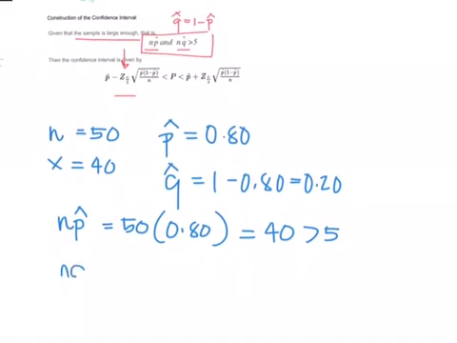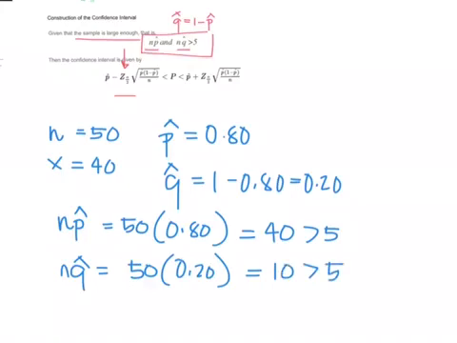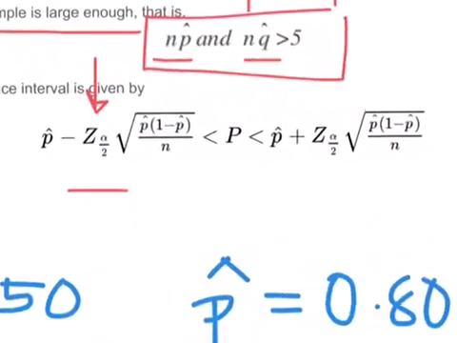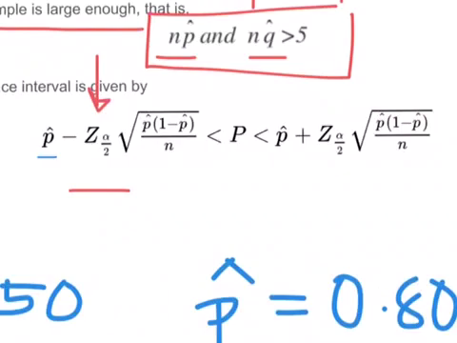Next to check is n times q hat. That is 50 times 0.20, and 50 times 0.20 is equal to 10, and 10 is greater than 5. Therefore, the sample is large enough. Once this is satisfied, we can now make use of the formula as we can see on the screen. The formula is p hat, the sample proportion, minus the z of alpha over 2, which will depend on the confidence level that you are going to use for the confidence interval, times the square root of p hat times 1 minus p hat over n.